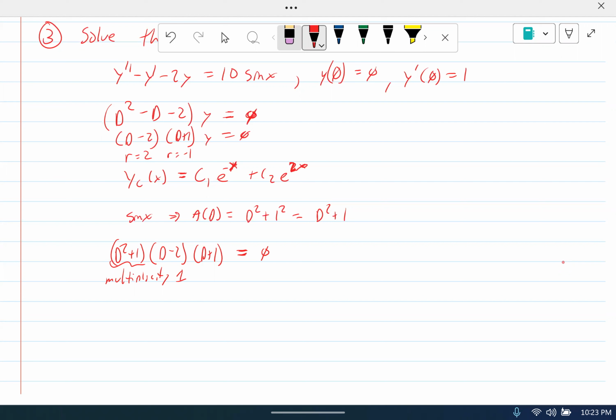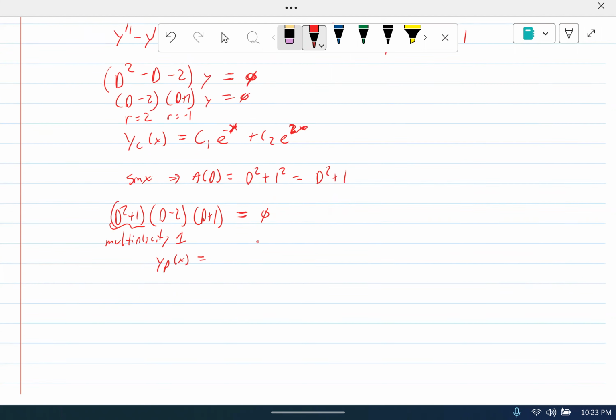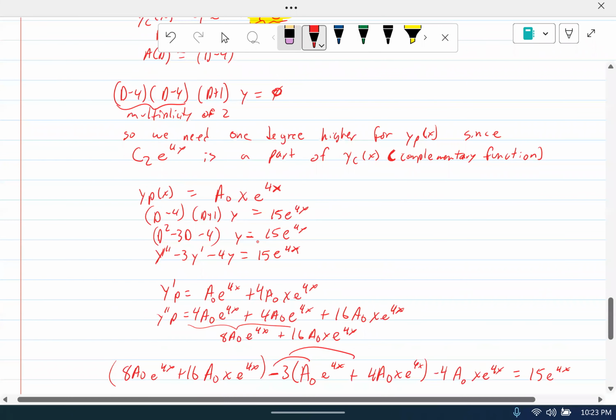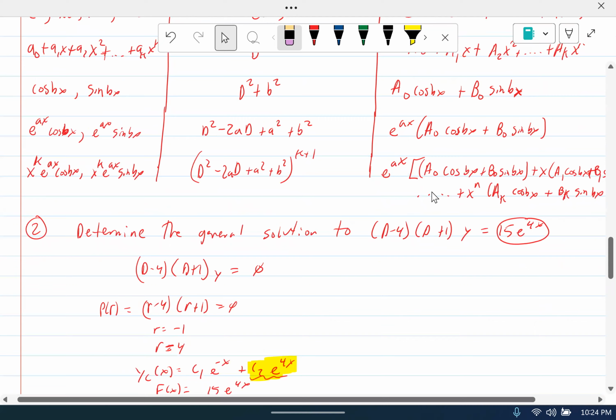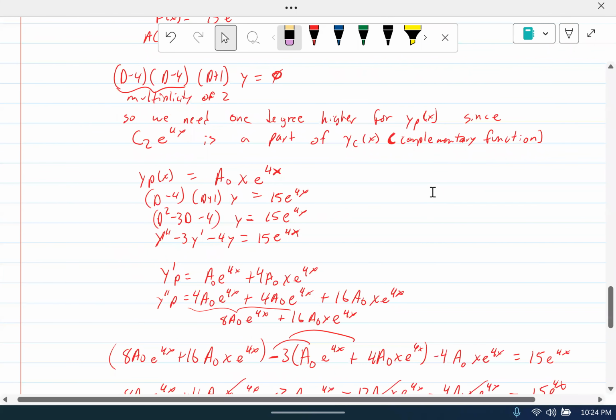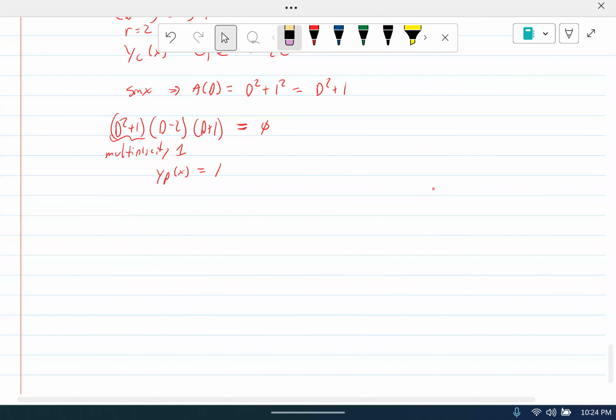So we're going to use yp of x is equal to, okay, for sine x, we can go back to our chart. For sine of x, we're just going to be a naught cosine bx plus b naught sine bx, and in this case, b is 1. So it's just going to be a naught cosine x plus b naught sine x.